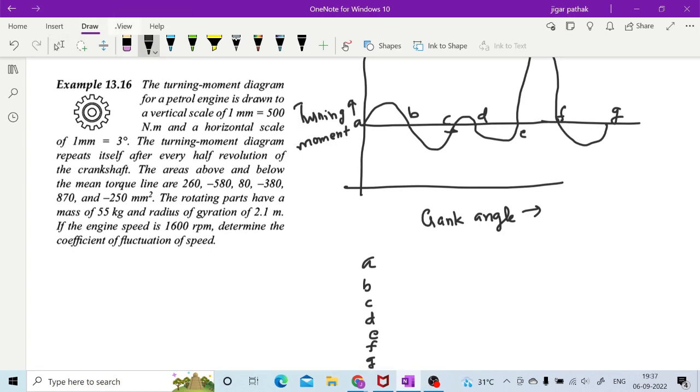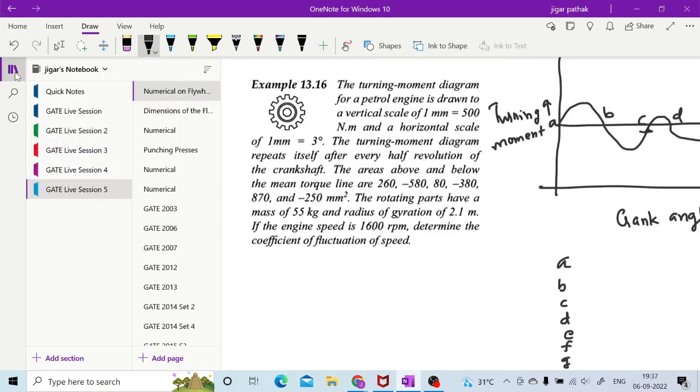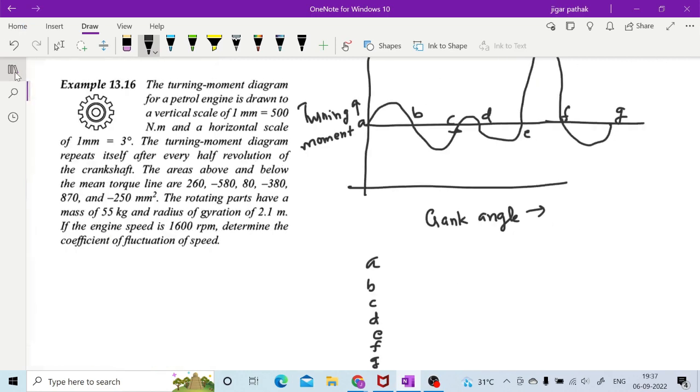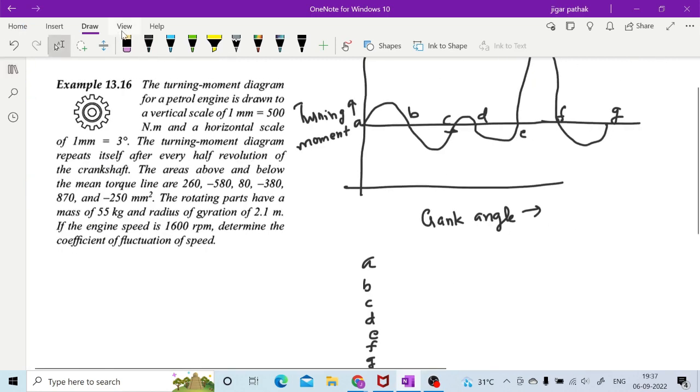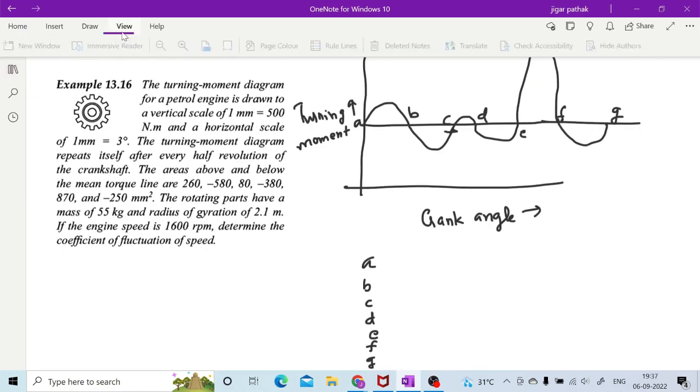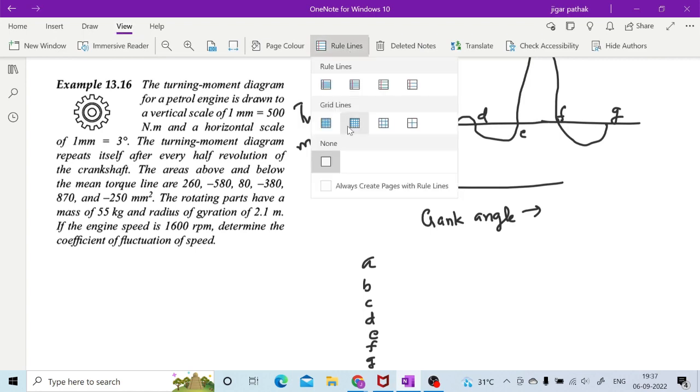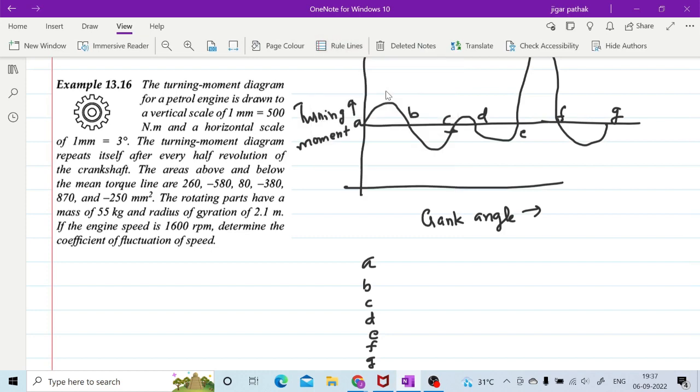One second. If I can, one second. It will be better, right?